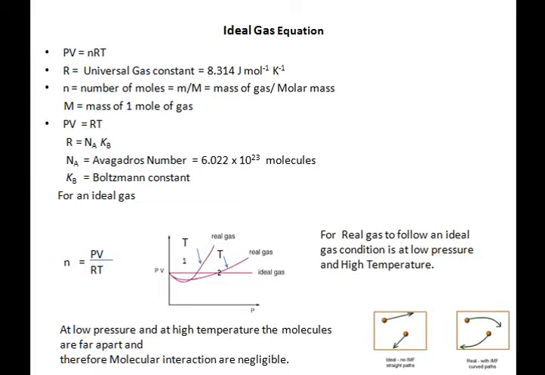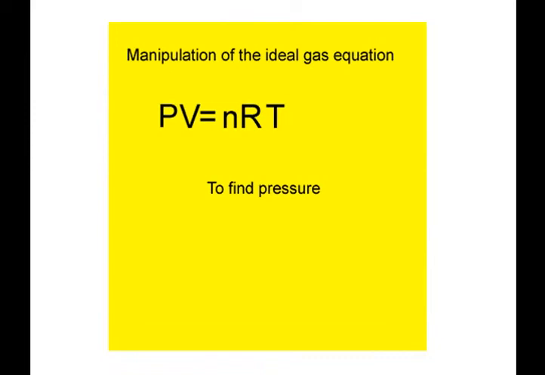But does it happen for a real gas? No. You see the graph for different temperatures, you will find PV is not remaining straight as it is for an ideal gas. Let us see different manipulations of the ideal gas equation.